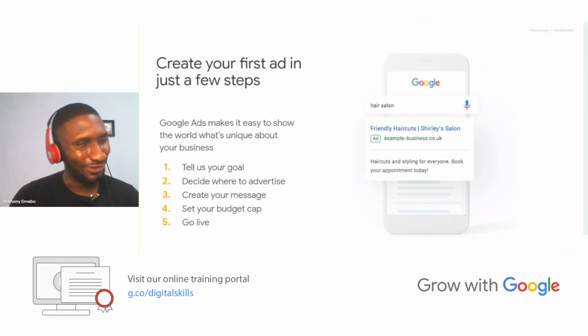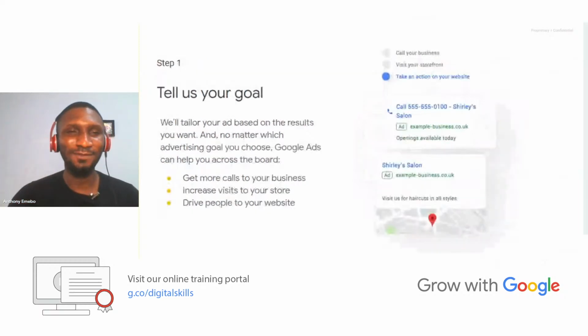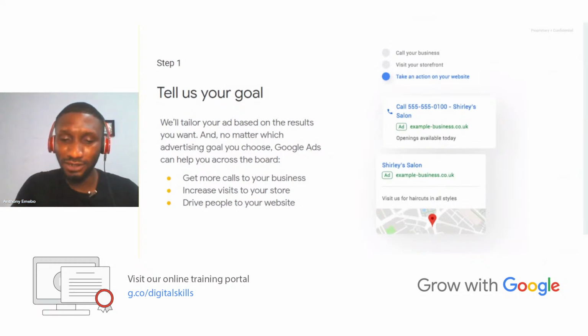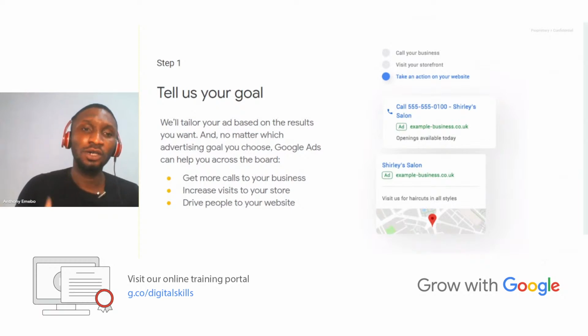Is this something you would go and pay someone to do for you? This is something you can as well do for yourself, right? So let's look at the steps in detail. The first step is to tell Google your goal. That's what they're asking you after you've clicked on new campaign. What do you want to achieve with this ad? Do you want to get more calls? And each of these options are there. It's not that you have to start typing. Do you want more calls?